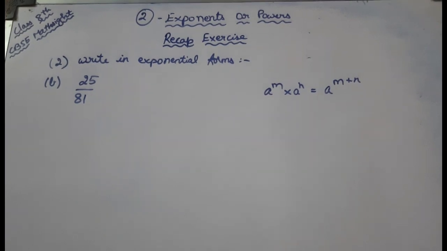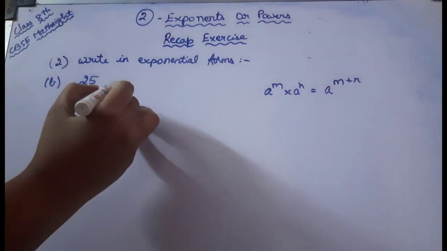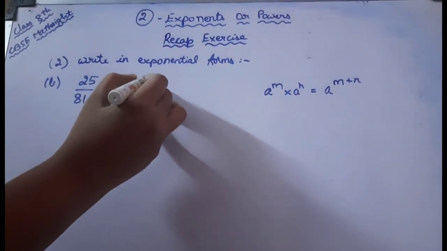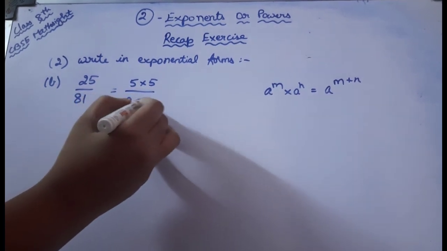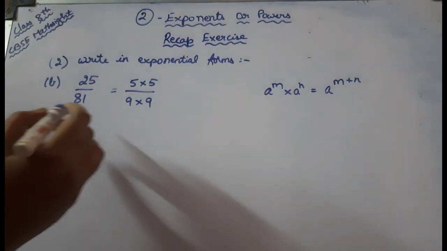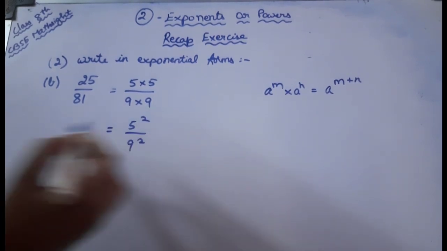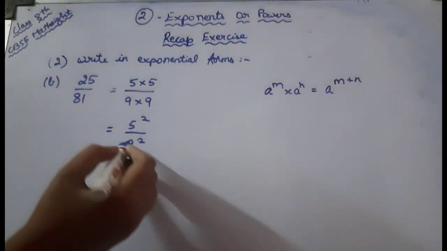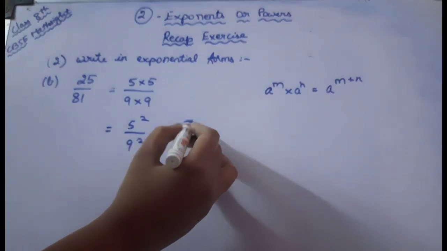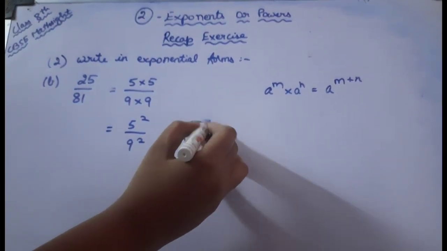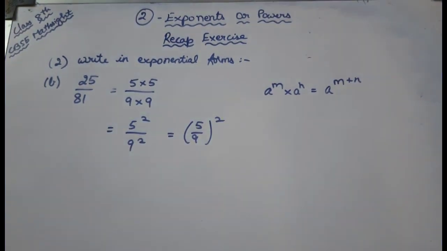We are going to see the next sum, 25 by 81. We have to write it in exponential form, which means we have to write in terms of powers. So we can see 25 is 5 into 5, and in the same way 81 is 9 into 9. So we can write 5 into 5 as 5 square and 9 into 9 as 9 square. So 5 by 9, both have the same powers, so we can write as a whole 5 by 9 to the power of 2.